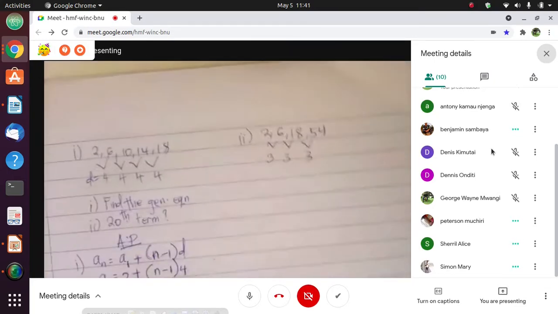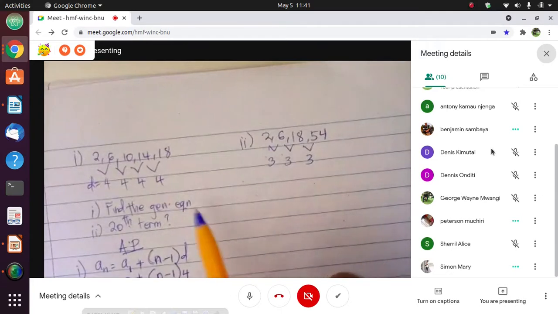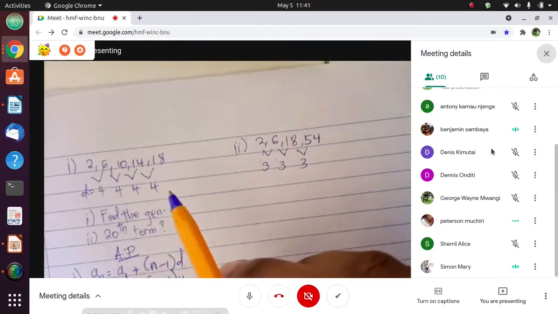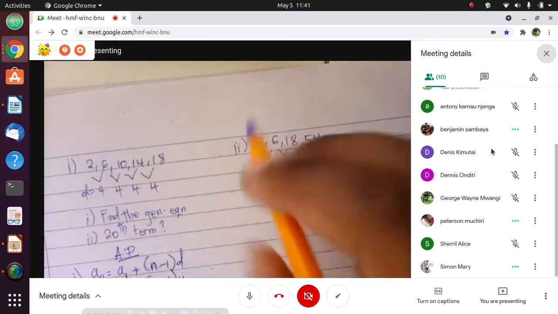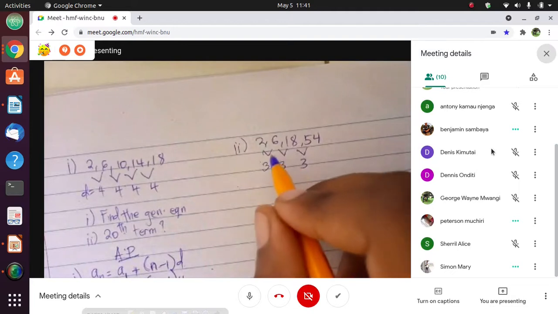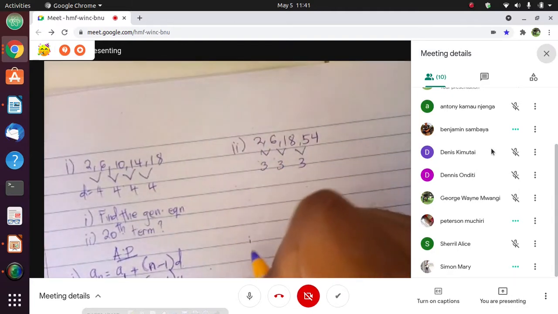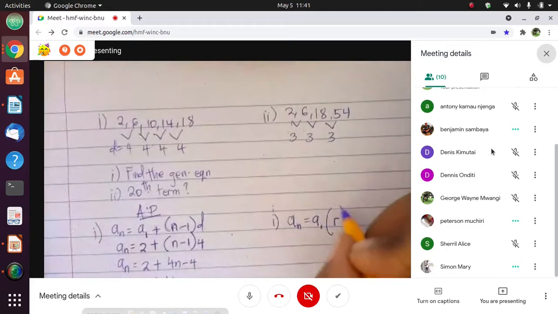Now let us try this one, the geometric sequence. Yeah, we are told the same question: find the general equation and find the 20th term. Now remember that the general equation of a geometric sequence is given by an is the first term a1 multiplied by the common ratio raised to n minus 1.